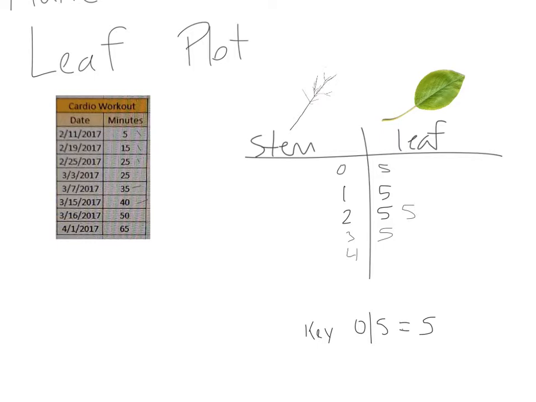Now 40. So the 4 is in the tens place and the 0 is in the ones place. 50. There's a little more room. And then finally 65. So again, stem, line, leaf: 0 | 5 is 5, so 4 | 0 is 40, which is good because we have a 40 from up there. Hopefully that's making sense. We'll do a few more of these so you can get some practice.